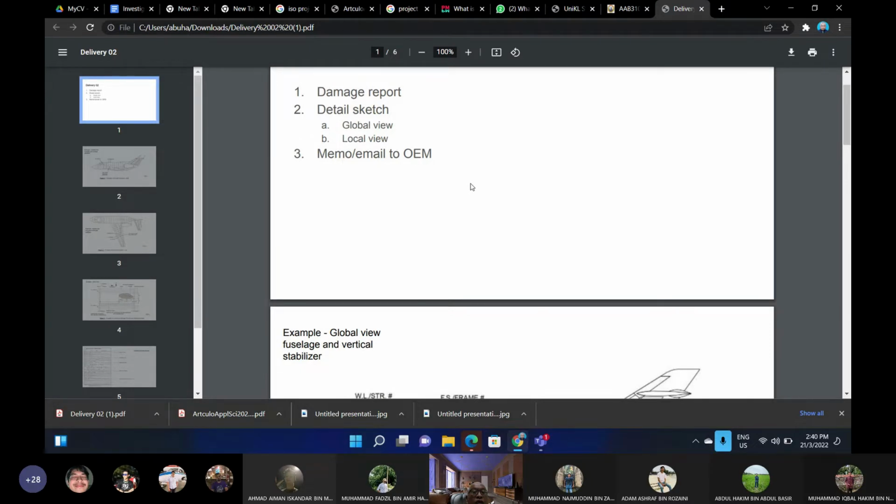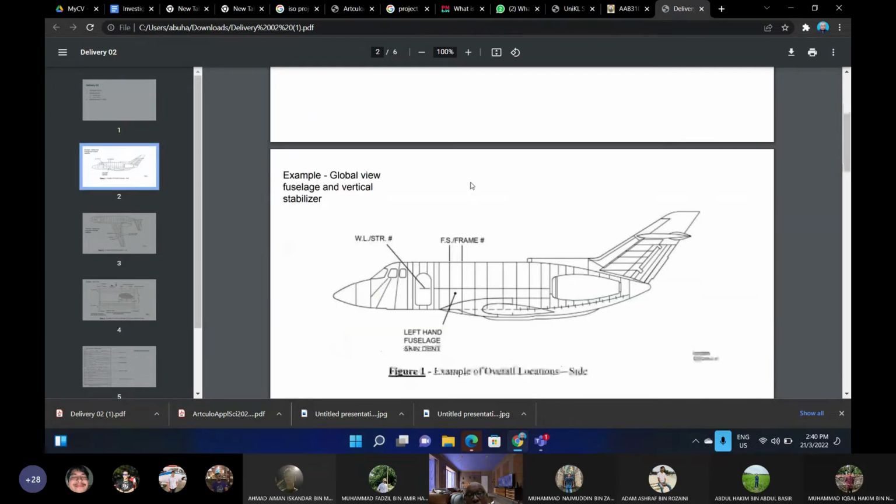So for the view, you have to develop a global view. Global view means that you have the picture of the whole aircraft, and then you have an arrow to the location of the repair, and just briefly explain what the damage is.